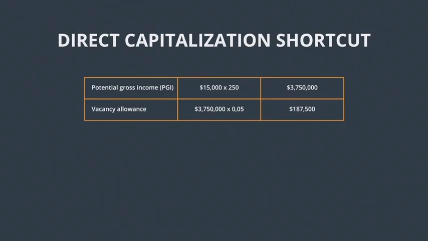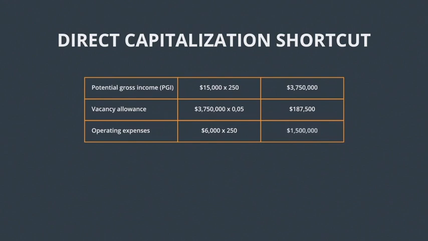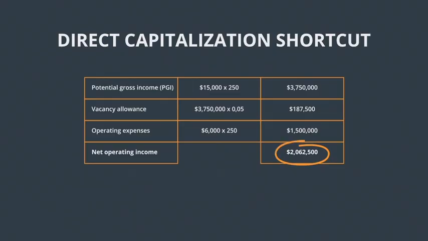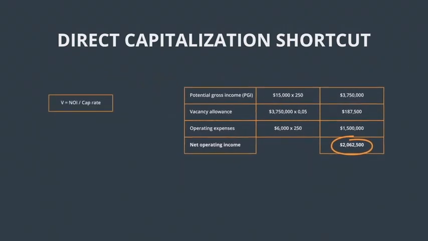Lastly, calculate the operating expenses by multiplying $6,000 by 250 units, which gives you $1.5 million. Net operating income is then calculated by deducting the vacancy allowance and the operating expenses from the PGI, giving you an amount of $2,062,500. This is the same terminology and procedure that we described in a previous unit for constructing the cash flow pro forma. But now we're not trying to forecast future years. We're just computing the net income for 1 year, the current or next upcoming year.